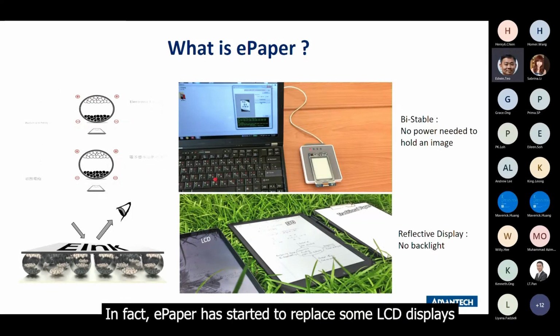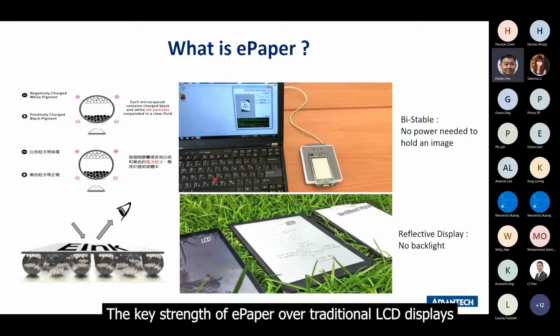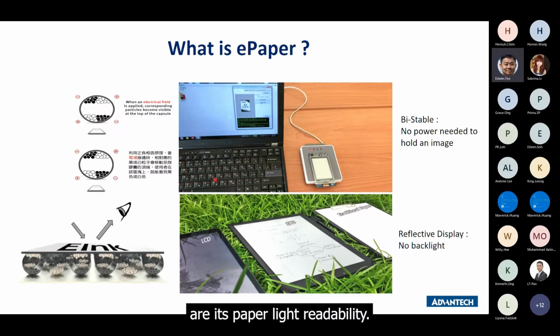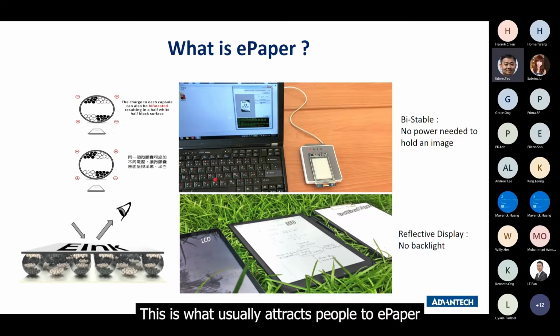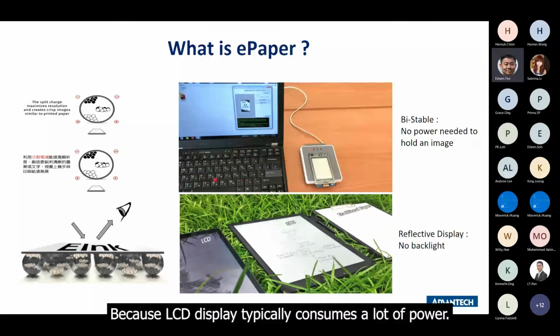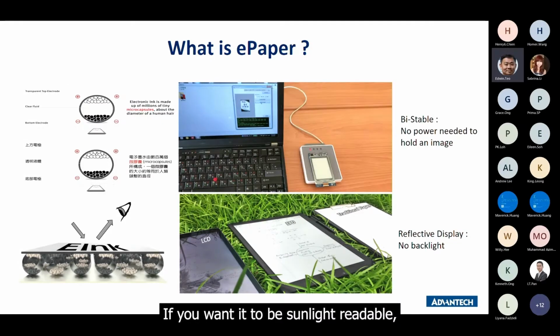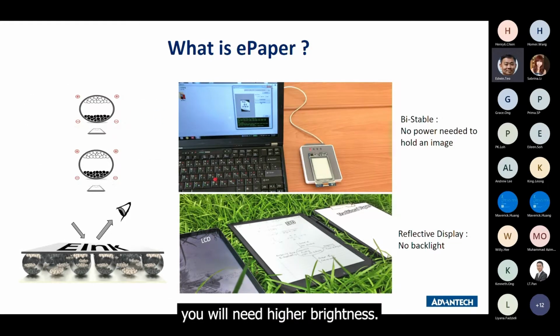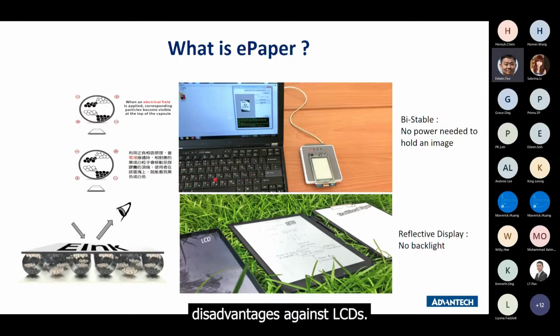In fact, ePaper has started to replace some LCD displays in certain applications. The key strength of ePaper over traditional LCD displays is paper-like readability and extremely low power consumption. This is what usually attracts people to ePaper instead of LCD, because LCD displays typically consume a lot of power. If you want it to be sunlight readable, you need higher brightness. This is the usual constraint, but ePaper has these advantages against LCDs.